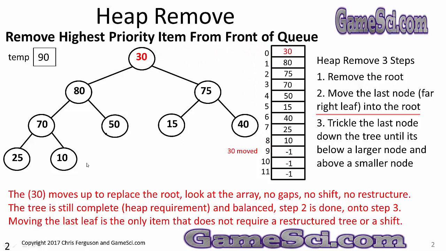Notice how the tree is still complete. That is a heap requirement. All non-leaf levels are still full. Leaf level is filled in left to right. This is a balanced tree. Step 2 is done. On to step 3.